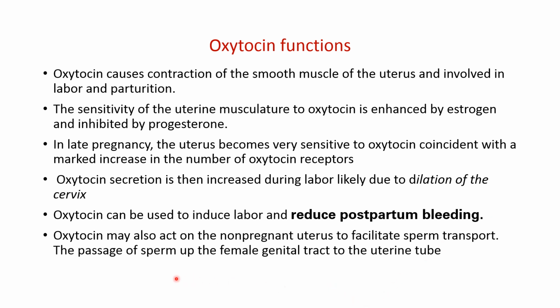There is a possibility that oxytocin may act in non-pregnant women in the uterus to cause some contractions of the smooth muscles of the uterus to help the sperm travel up to the fallopian tube so that fertilization can occur within the fallopian tube.